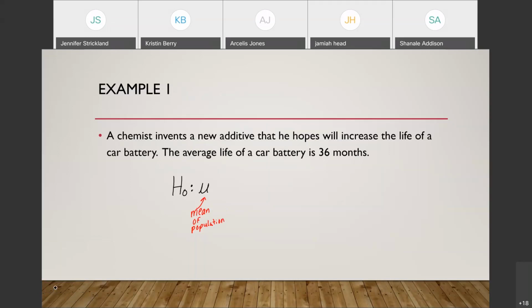So he puts that additive into the car battery, and the average stays the same. The average is still equal to 36. Right? That's my null hypothesis. Remember, the null hypothesis says nothing changes. We get the same thing. So the average with the additive is still 36, just like it was before.